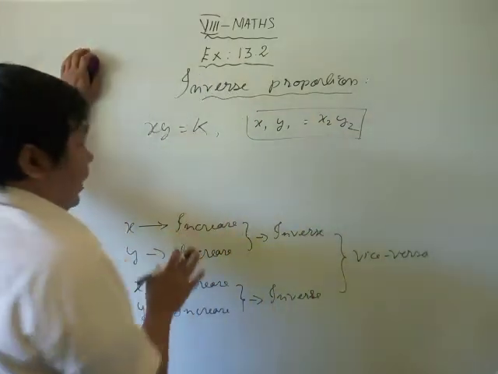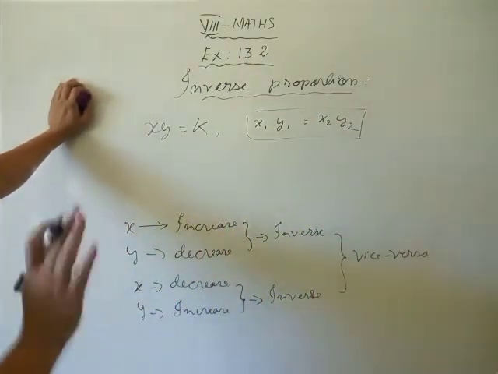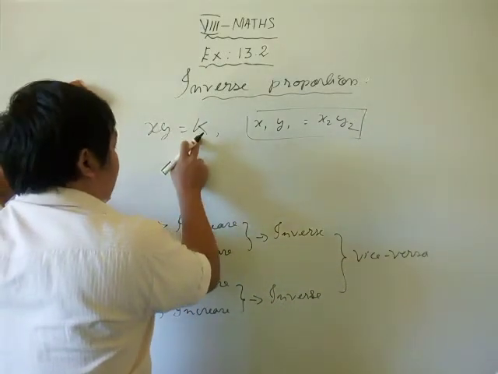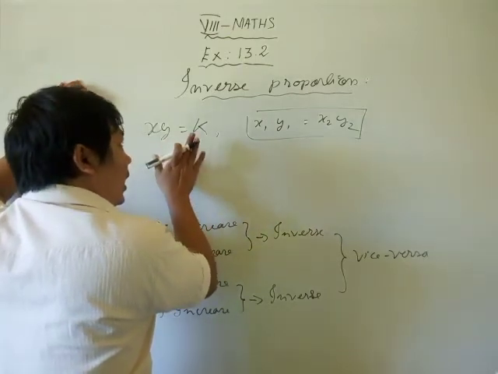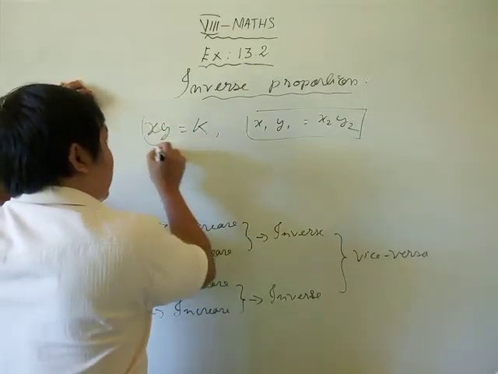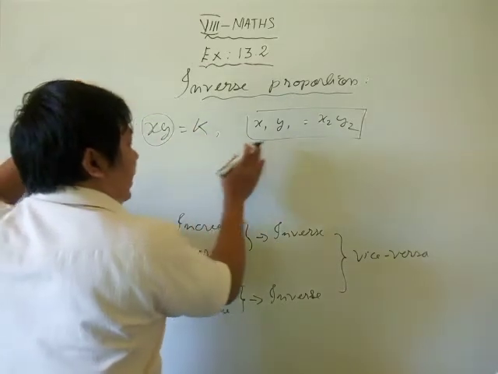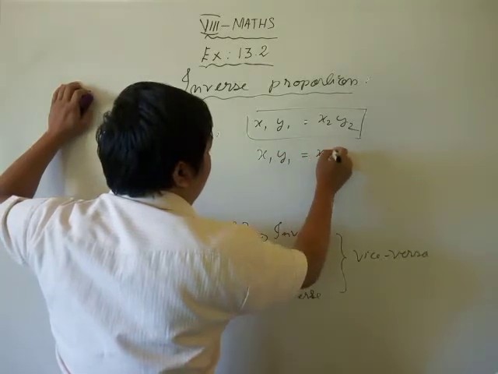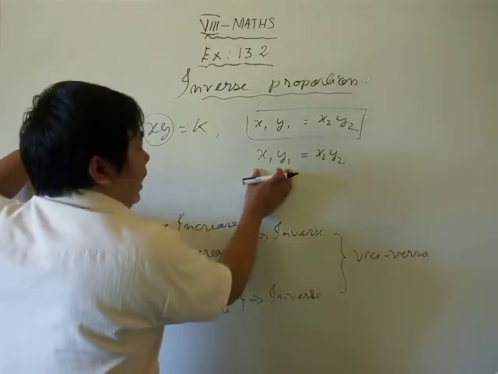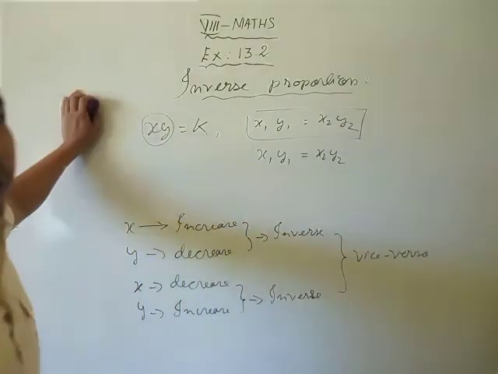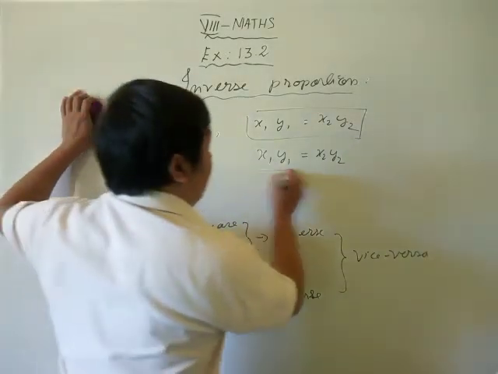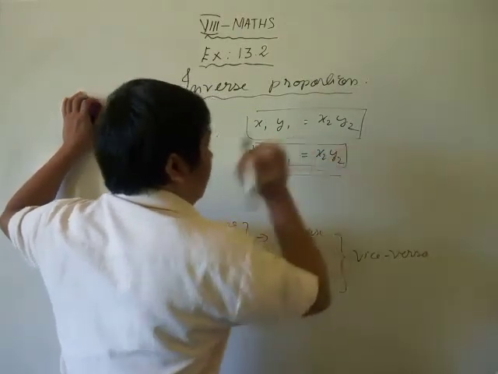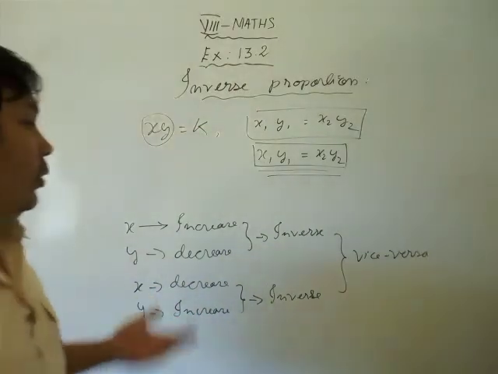If x and y are in inverse proportion, x into y will remain constant. The product of x and y remains constant, and there is a relation: x1 y1 is equal to x2 y2. This means the product of x1 y1 and the product of x2 y2 will be the same. This relation we have to remember by heart.